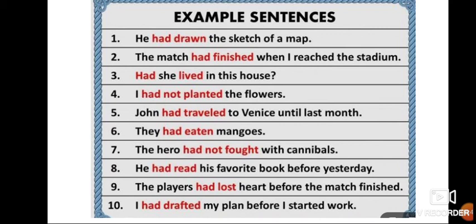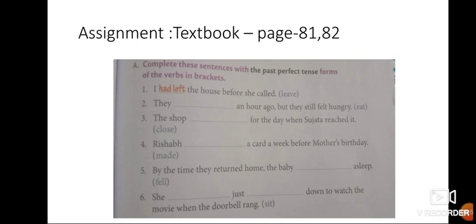I hope this module is helpful to you. Here is the assignment for you, which you can do in your textbook itself. Thank you.